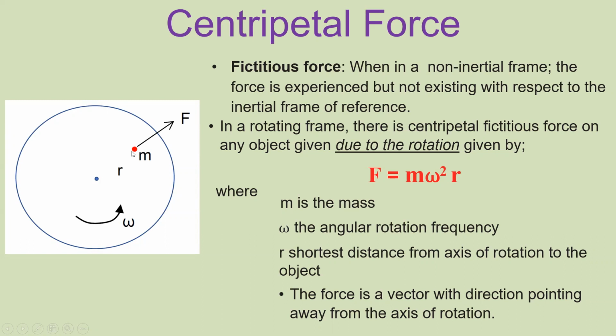So this is something like this fictitious force. This is the direction, and the magnitude is given by mass times omega squared r, where omega is the angular velocity. This one is rotating around this center, right? So it is directed away and having this magnitude.